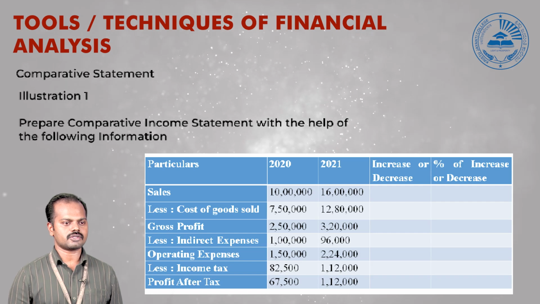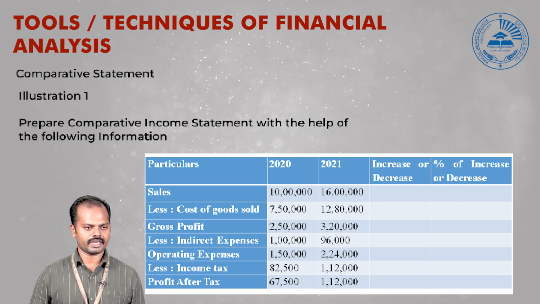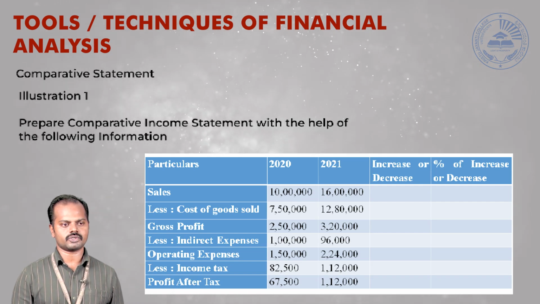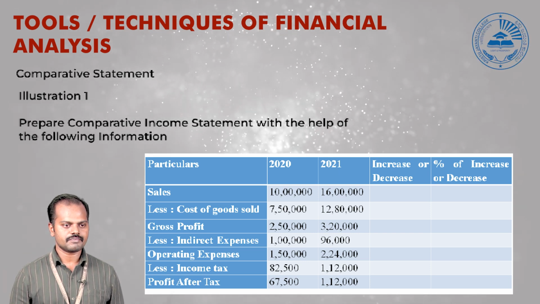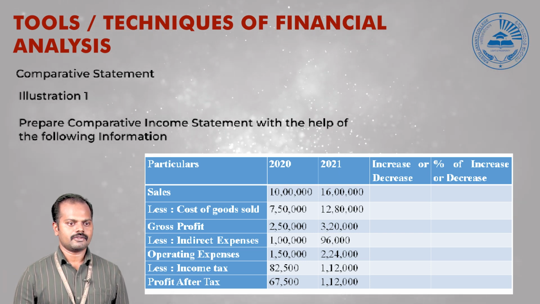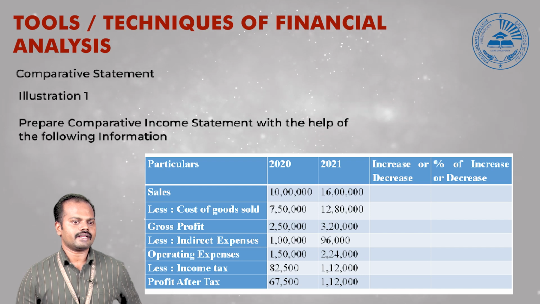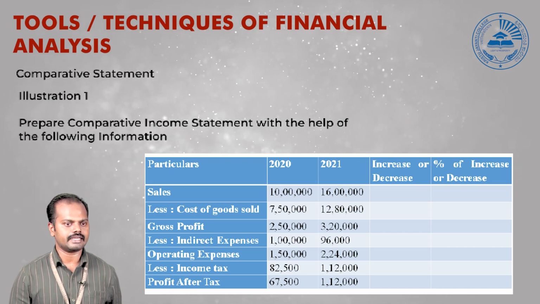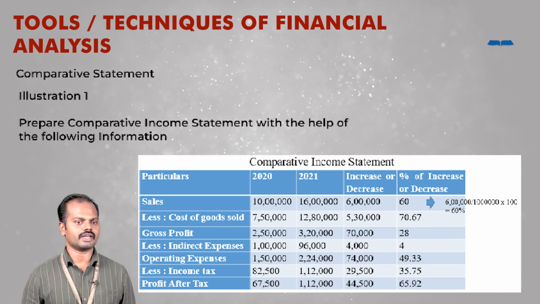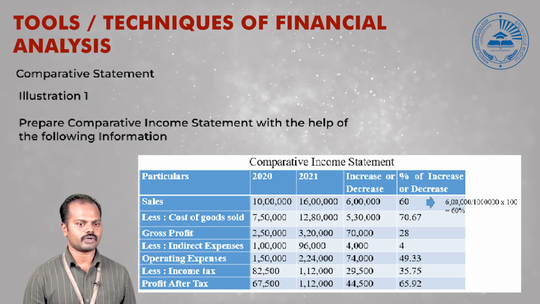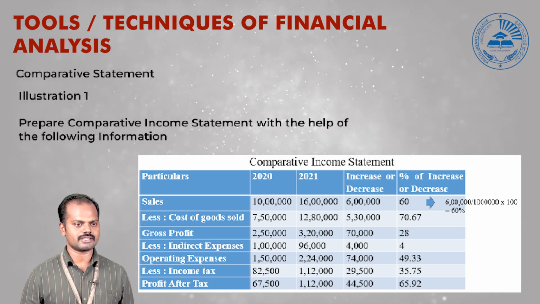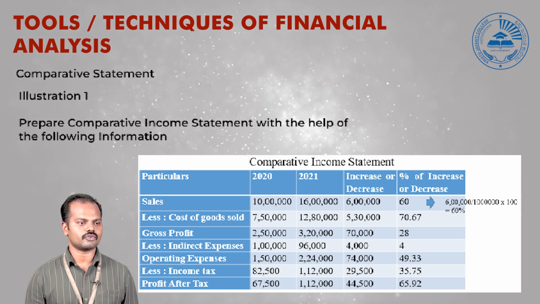So here 2020 is 10 lakhs, and 2021 is 16 lakhs. So the difference is 6 lakhs. So with that 6 lakhs we calculate how much percentage it has increased. So that is 6 lakhs divided by 10 lakhs into 100, so that is 60%. Based on the same thing, the remaining also we can calculate.